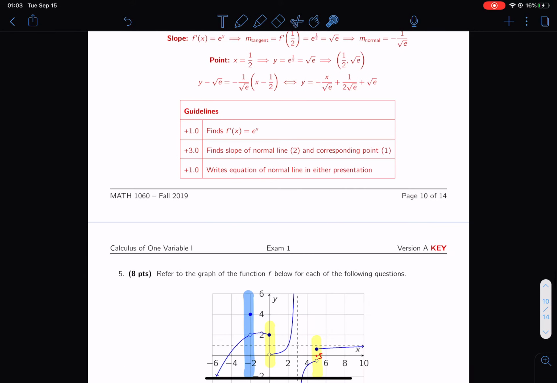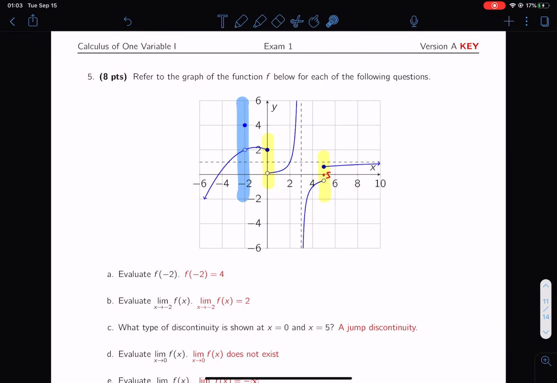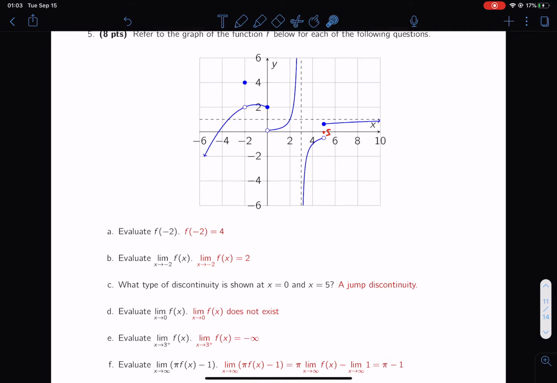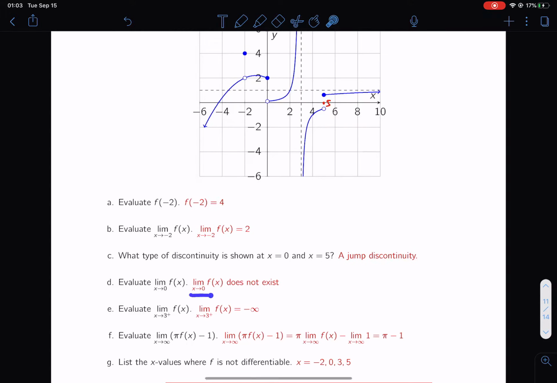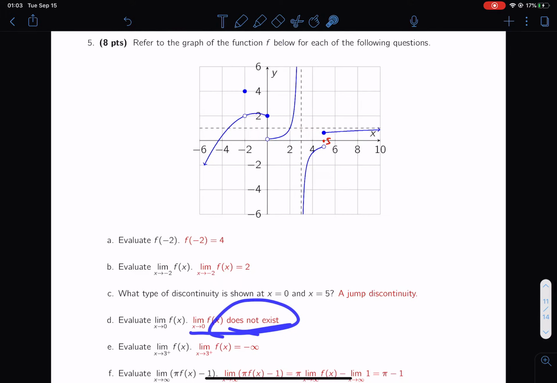Alright, then evaluate x approaches 0. When x approaches 0, we have to check the left side limit and the right side limit. The left side limit is this one, so it is 2. The right side limit is this one, it is 0. So that means they are not equal to each other. If the left side limit and the right side limit are not equal to each other, then you can just say DNE, does not exist.